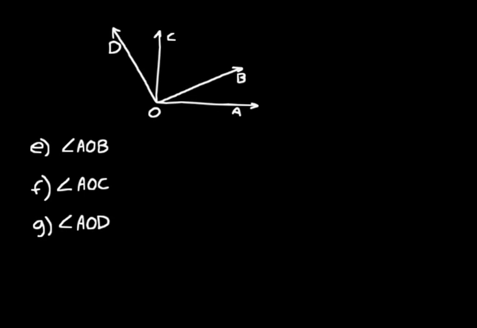So angle AOB, that's a 30 degree angle. Angle AOC, that's an easy one. That's 90 degrees. 90-degree angles are usually pretty easy to tell. And then angle AOD, that one is 120 degrees.